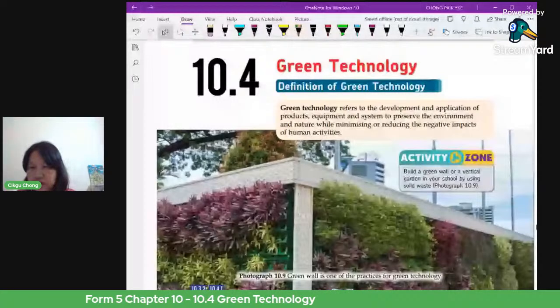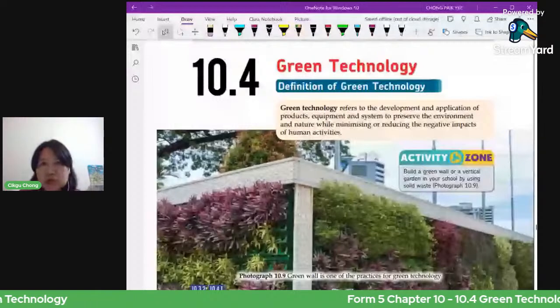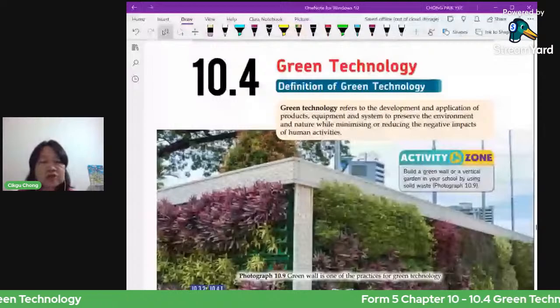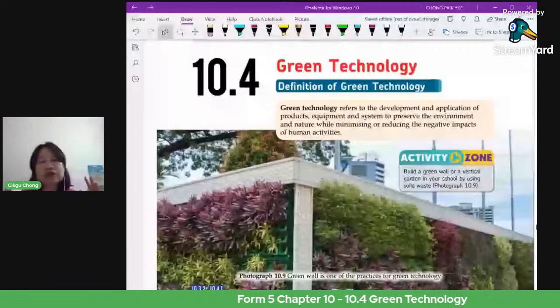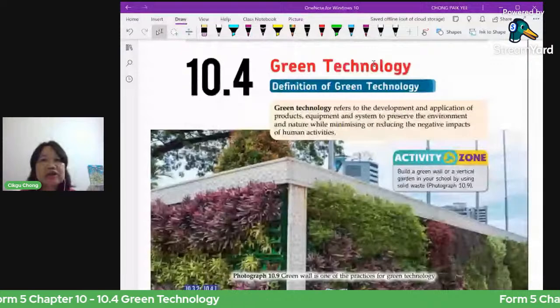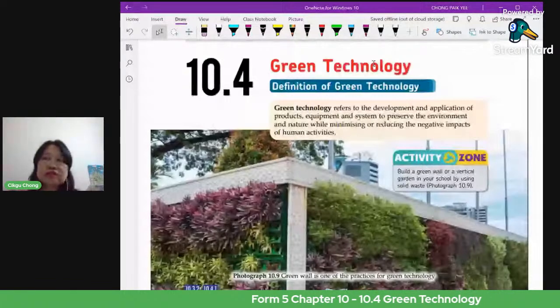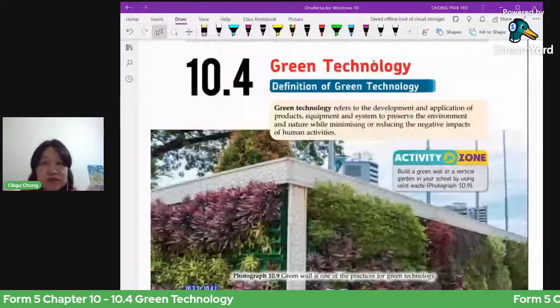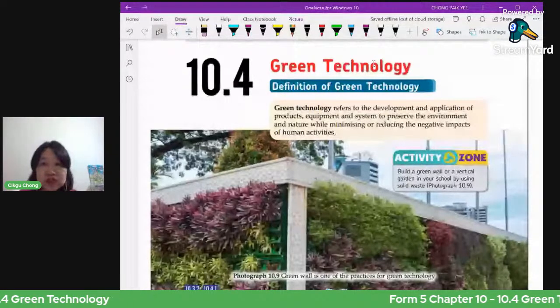So what is the meaning of green technology? Two years ago, when you were doing your Form 3 project, we gave you a project on green building. We wanted you to design a green building from cardboard, from waste material. Now we give you the role of being an architect or an engineer. You design a green building, incorporating energy saving, water saving, and resource saving features into your new building.